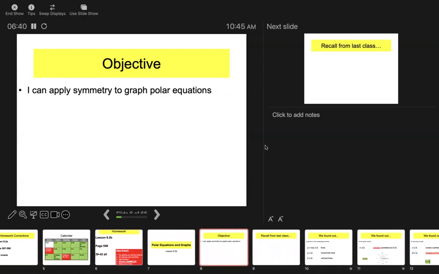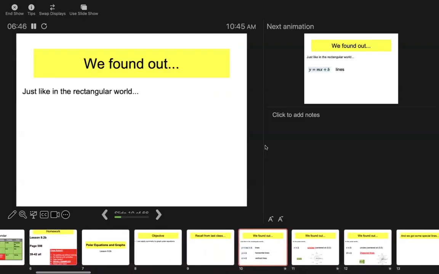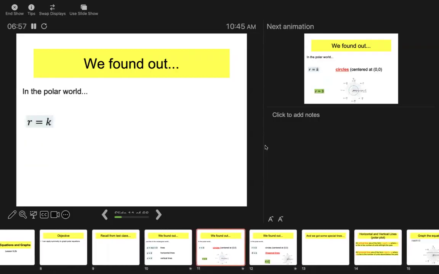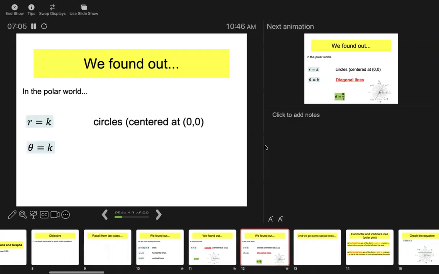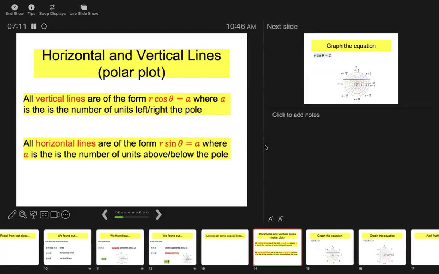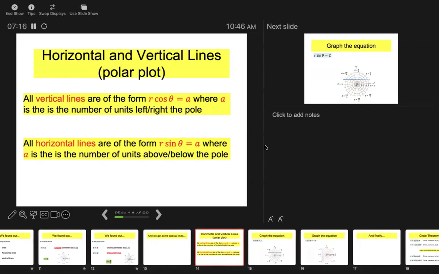This is a two-part class. We get one part today. We'll get the main part of it tomorrow. So recall from last class, we found that just like in the rectangular world where we have diagonal lines, vertical and horizontal lines, the same thing happens in the polar world, plus a few weird things. The weird things in the polar world is that sometimes we get circles instead of diagonal lines. So r equals whatever that number is, a circle centered at (0, 0). Theta equals a number is a diagonal line. And then we get our straight up vertical and horizontal lines. We're just talking about that example where r cosine theta is equal to a number is a vertical line and r sine theta is equal to a number is a horizontal line.